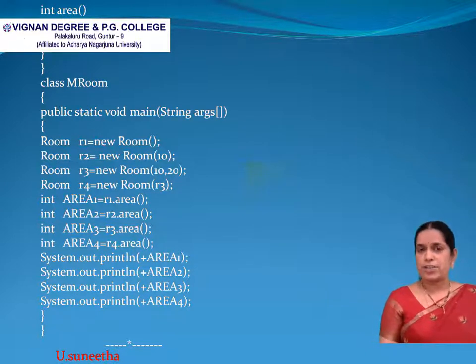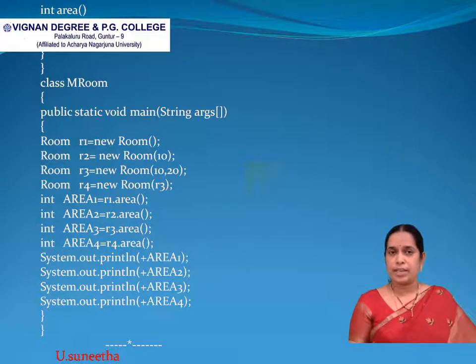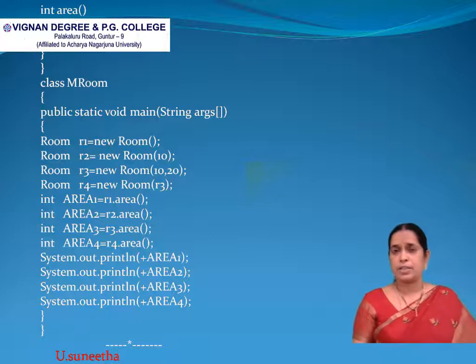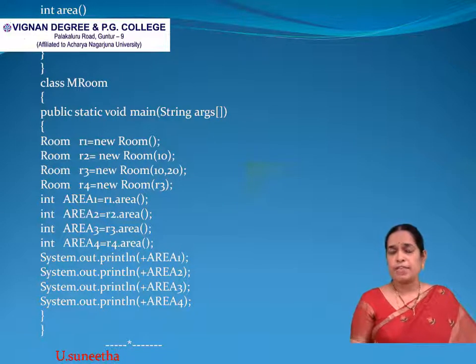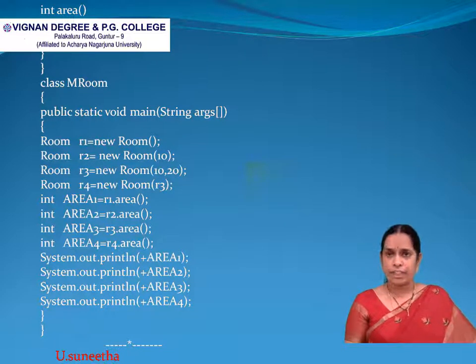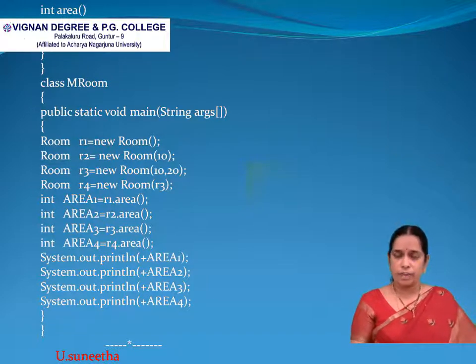And finally, after executing these statements, four areas will be calculated by using the objects R1, R2, R3 and R4. So all the four values will be stored in the variables area 1, area 2, area 3 and area 4, and all of them have been printed as a result for this program. So this can also be treated as a constructor overloading example because we are using the same constructor multiple times, and by using the same constructor we are performing different tasks. So this is the best example for constructor overloading.